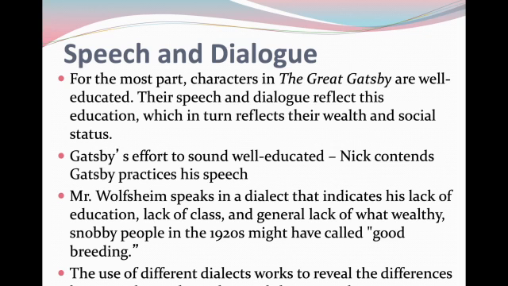Now, Meyer Wolfsheim, even though he has his money, he speaks in a dialect that indicates his lack of education and lack of class. Now, he does have money, but he came by it unnaturally as well. And so wealthy, snobby people in the 1920s might say he doesn't have good breeding. Now, the use of different dialects works to reveal the differences between the working class, people like Gatsby, Meyer Wolfsheim, and Nick, and the upper class, people like Jordan and Tom and Daisy.